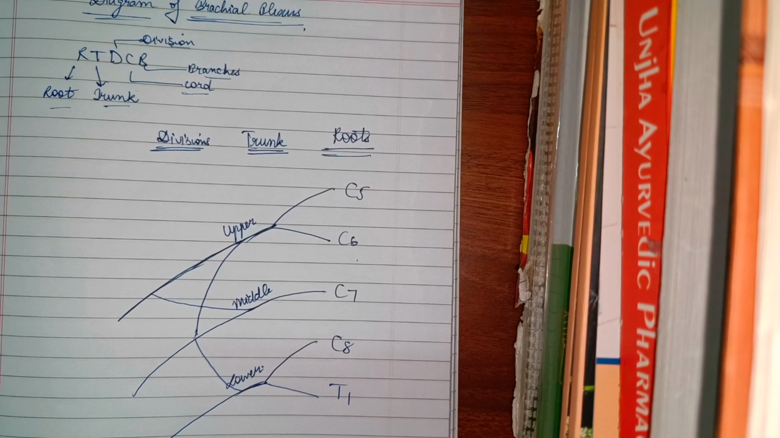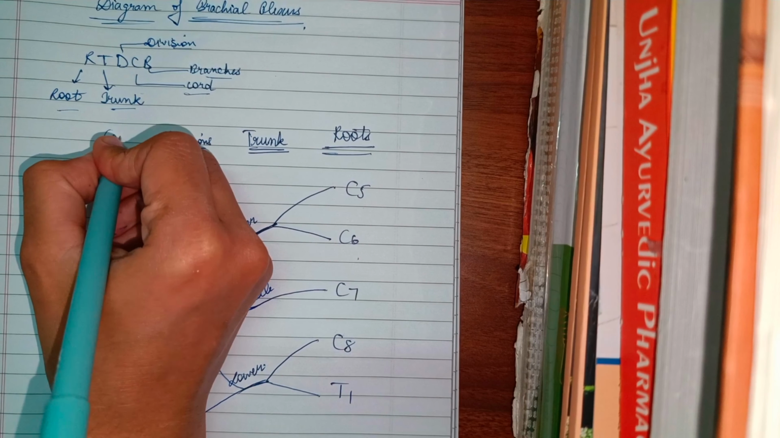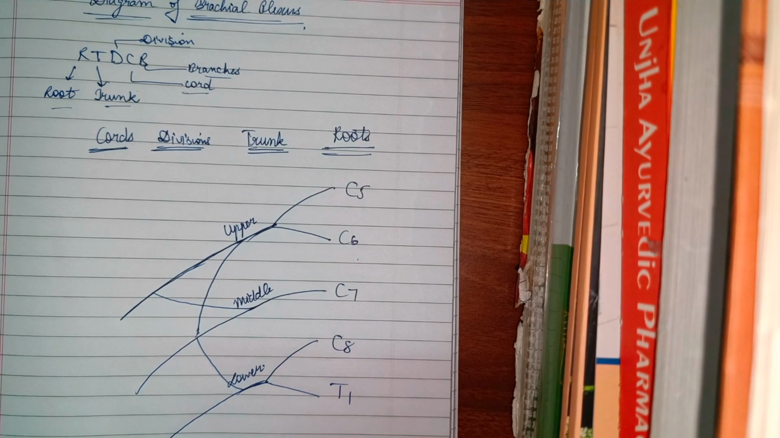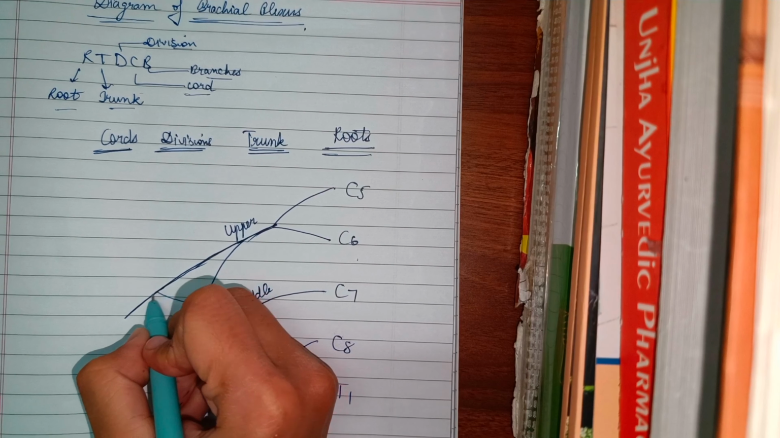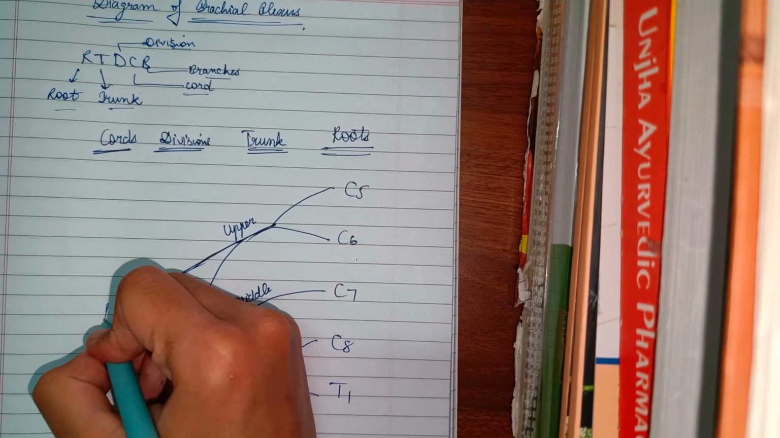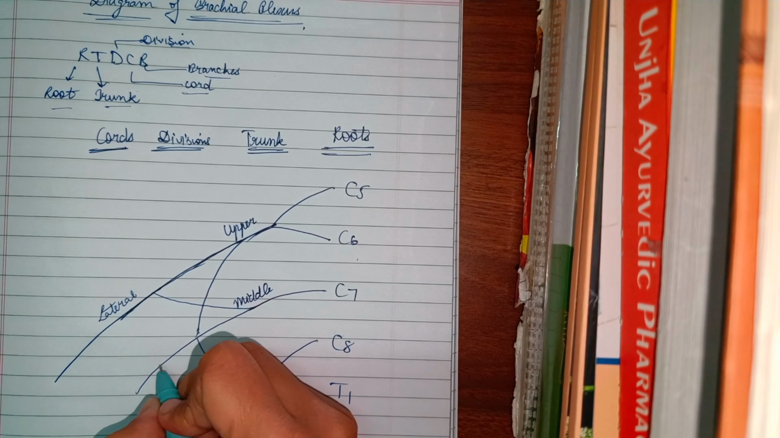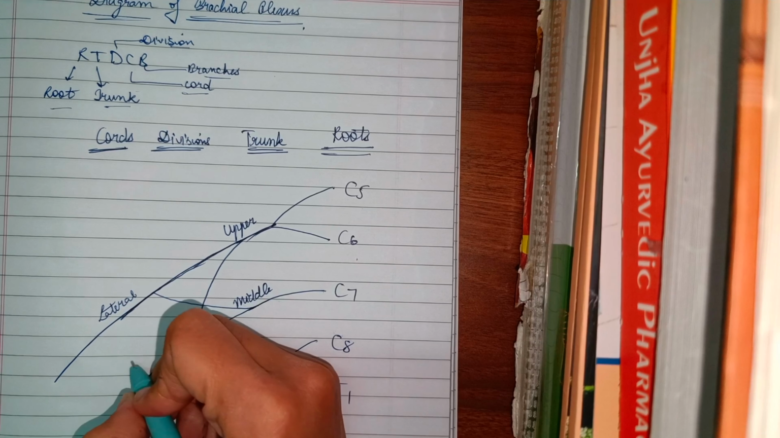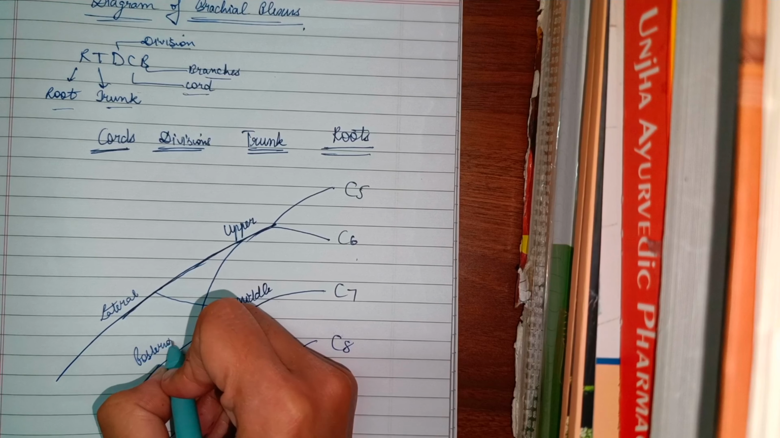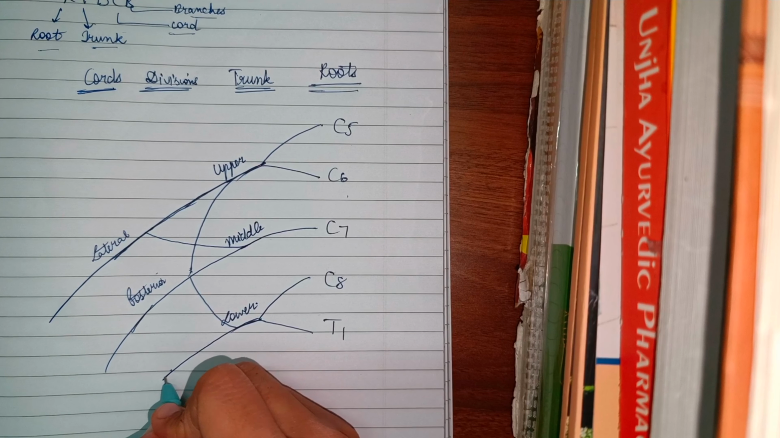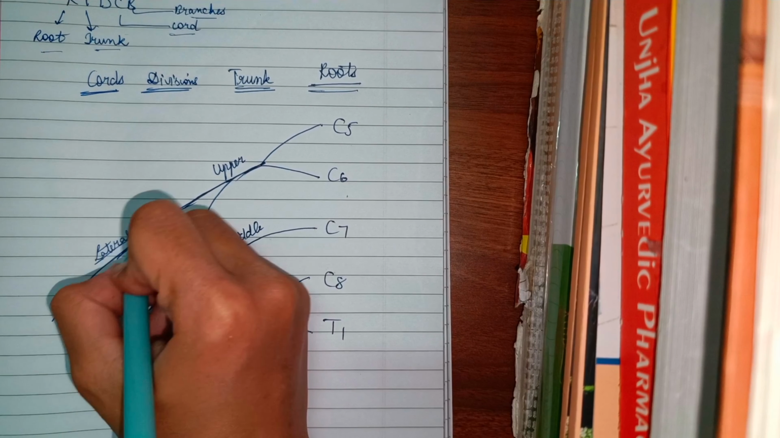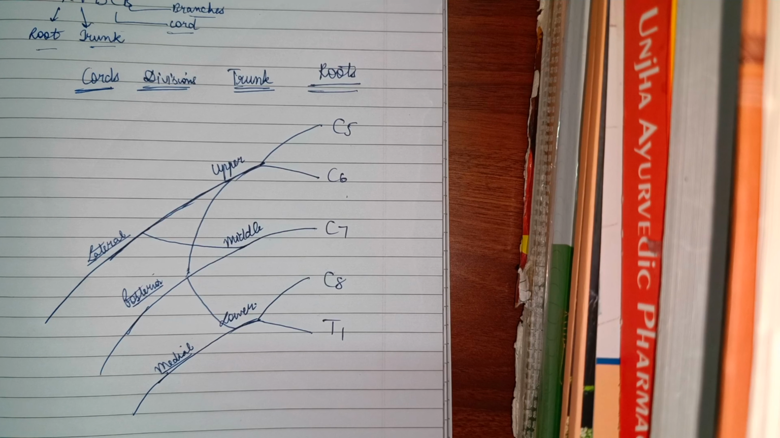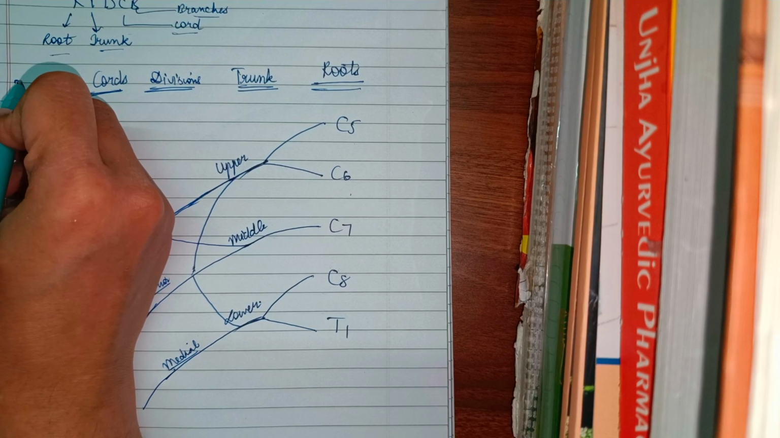So after divisions, we have cords. There are three cords: lateral cord, posterior cord and medial cord. This is our lateral cord, this is our posterior cord, and this is our medial cord. And cords are further divided into branches. Now, how to learn branches?